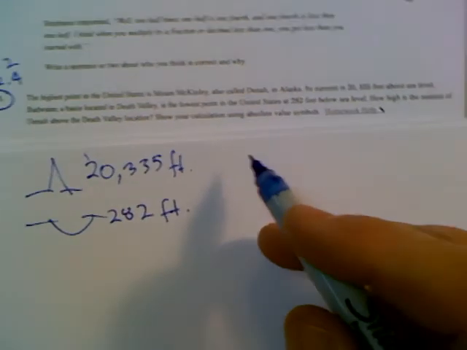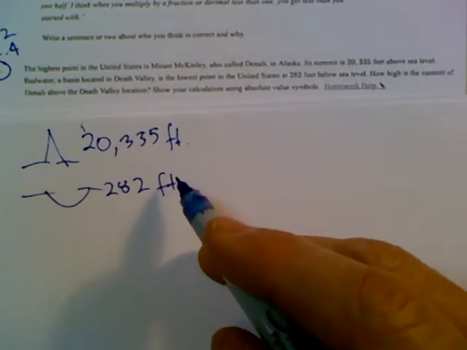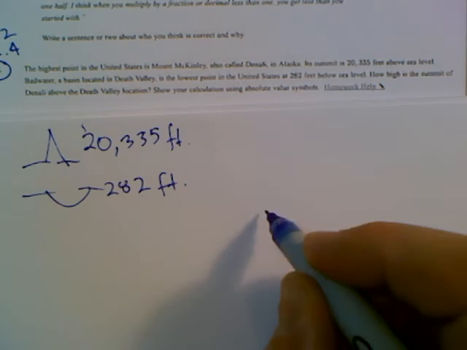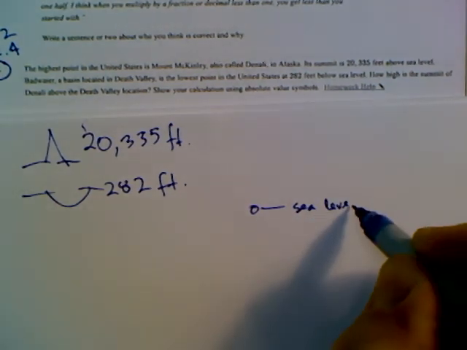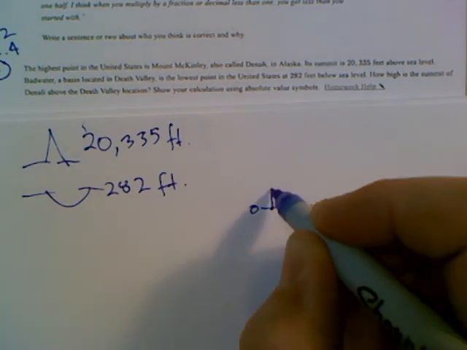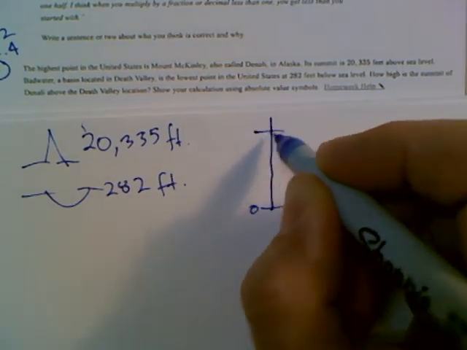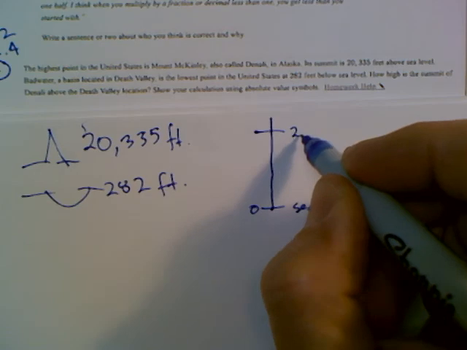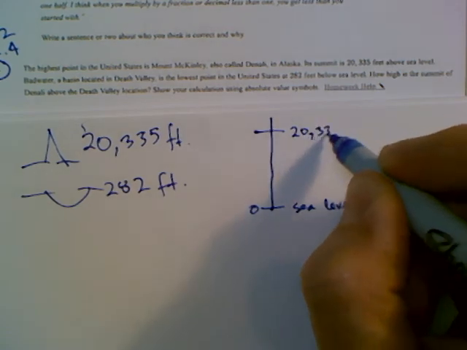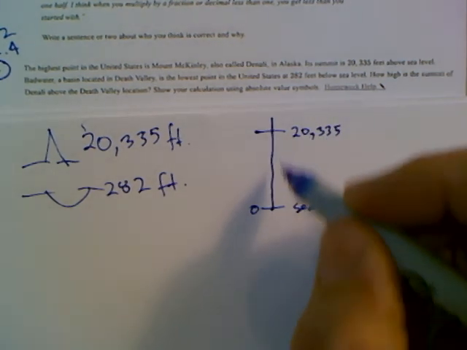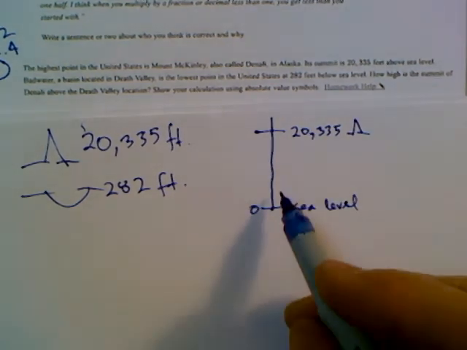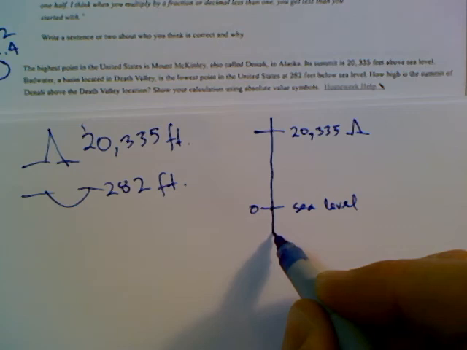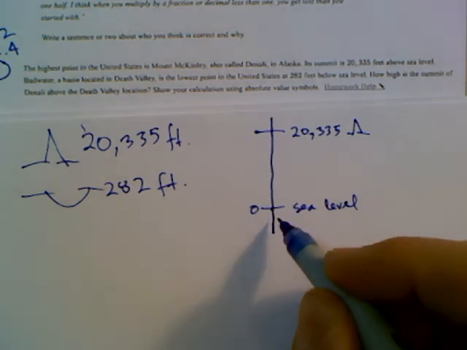What I like to do with this one is look at it on a vertical number line. Say this is our 0, that's sea level. Above sea level, way up here, it's not necessarily to scale, is 20,335. Above sea level is where my mountain is. And then our valley is underneath sea level, below sea level.